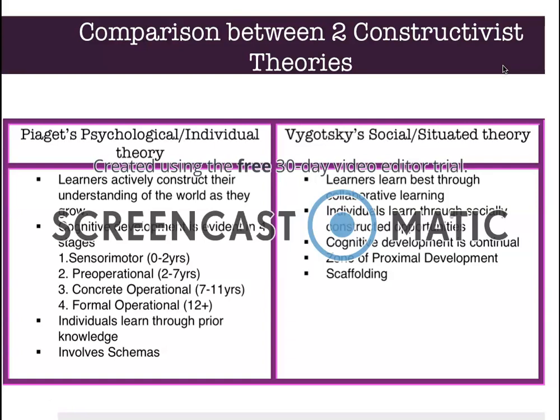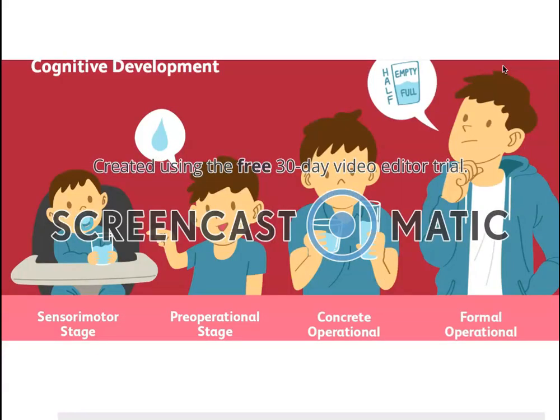Piaget's theory also believes that there are four cognitive stages. So there's sensory motor, pre-operational, concrete operational, and formal operational. Here's just a picture showing the differences in their learning.